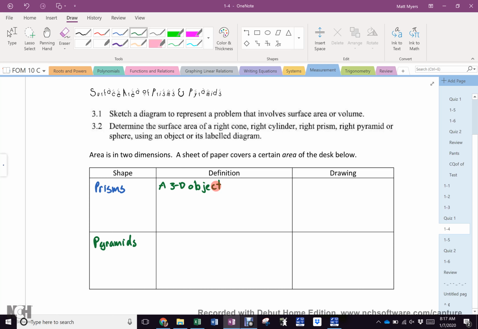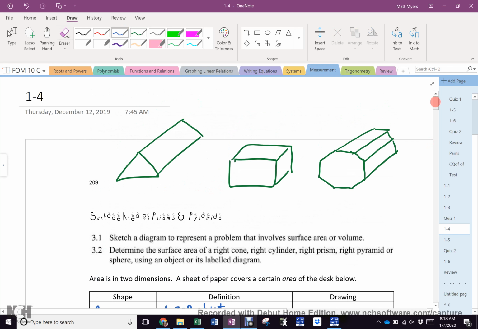Anyways. Oh, wait, I did that in the wrong color. We're doing pyramids, prisms, and blue. A 3D object. Now, what else? I almost wrote that the French way without the C. A 3D objet. So, what else? Why are these prisms? We agree they're all 3D. What else?